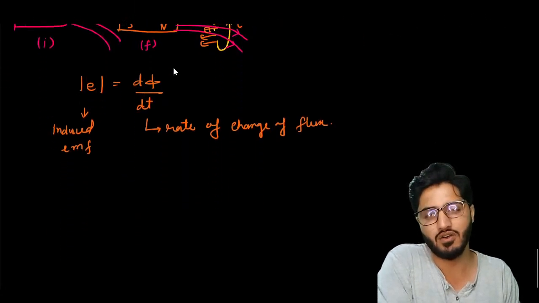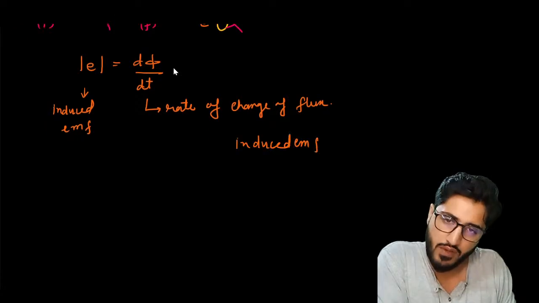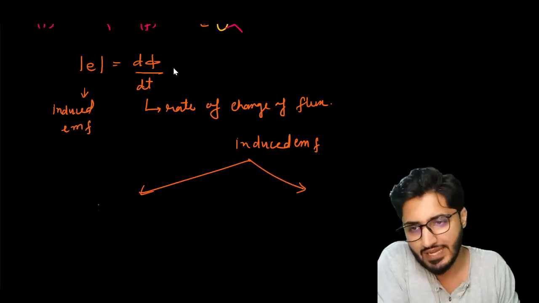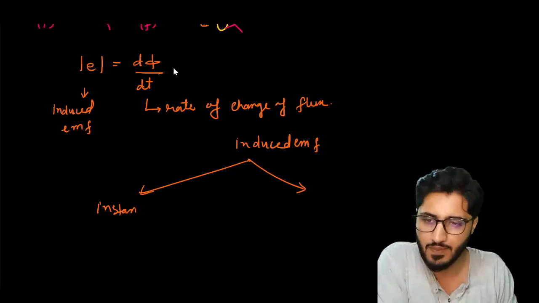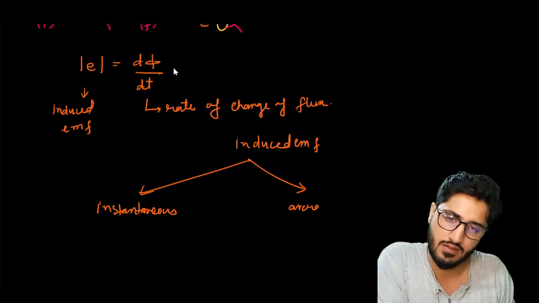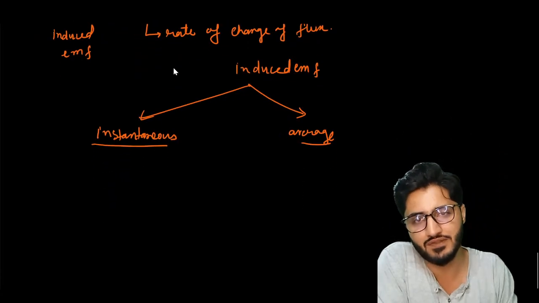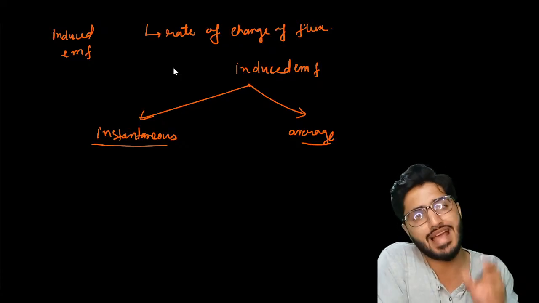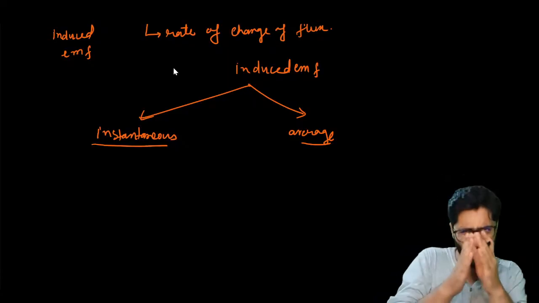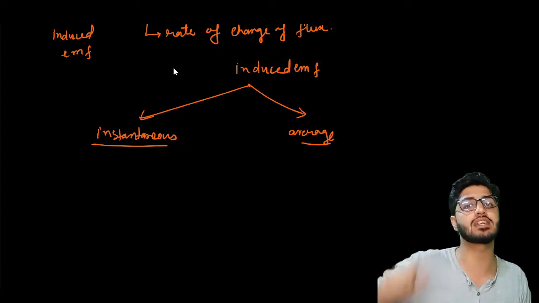Now, if we are talking about induced EMF, we are having two types. One is instantaneous and one is average. Instantaneous means at a particular instant of time. Average means for a long period of time. Instantaneous means at a particular instant of time, right?